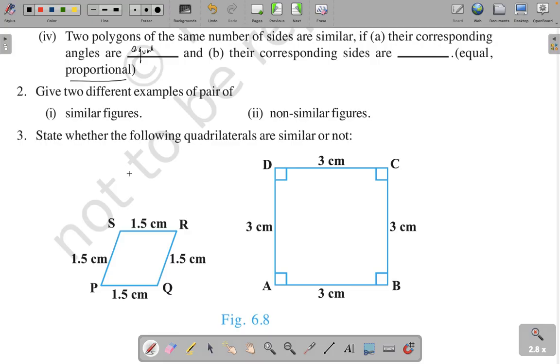Similar figures can be squares and circles, like every single square. You can take two squares and then two circles. They will always be similar. Non-similar figures: a square and a triangle, or a rectangle and a square. Ideally you should compare things that have the same number of sides. So you can compare, say, a square with a quadrilateral.